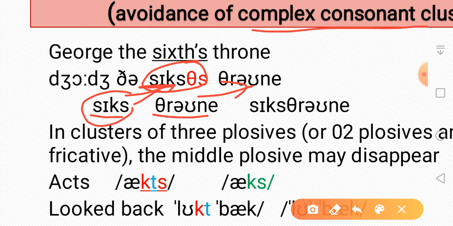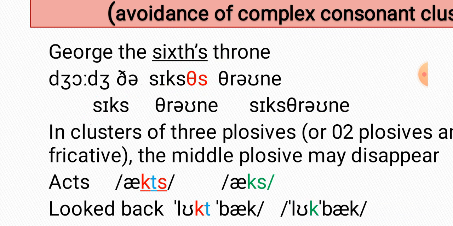Now we say six. This syllable six is easy to articulate and easy to pronounce, instead of this one, because it demands a lot of effort. Sixth, sixth. So instead of articulating like this, we say six. So now it becomes sixth throne. George the sixth throne.